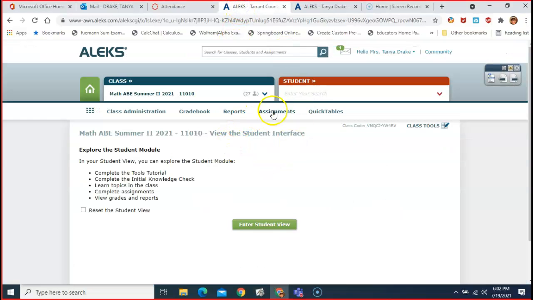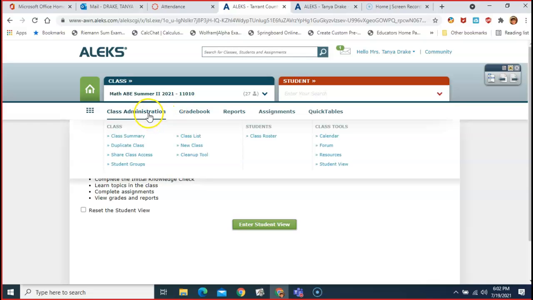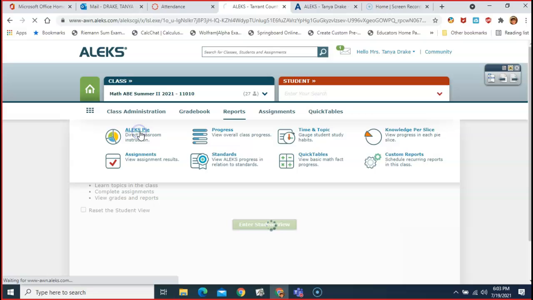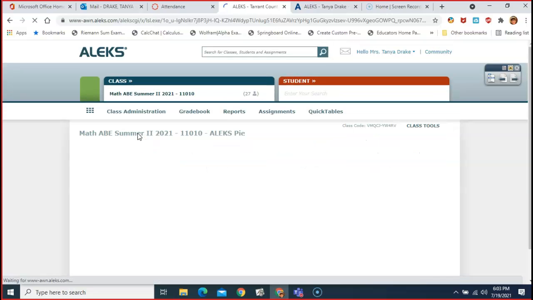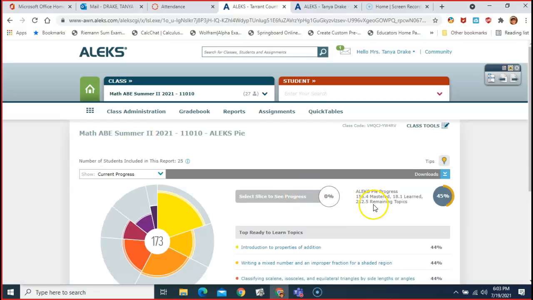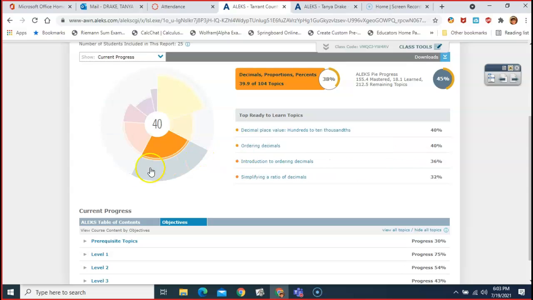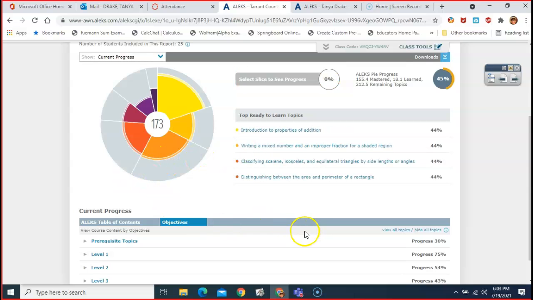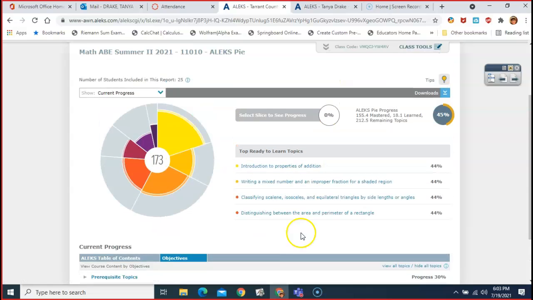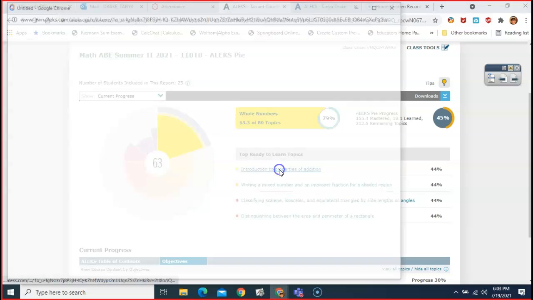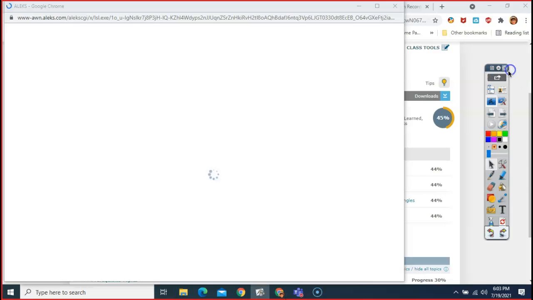Now, the other thing is the report. According to where the class is showing, only 44% of the people are getting these topics right here, like introduction to properties of addition. So I'm going to go ahead and go over that. Please stop me if you have a question. Let me click this down so I can have something to write with.